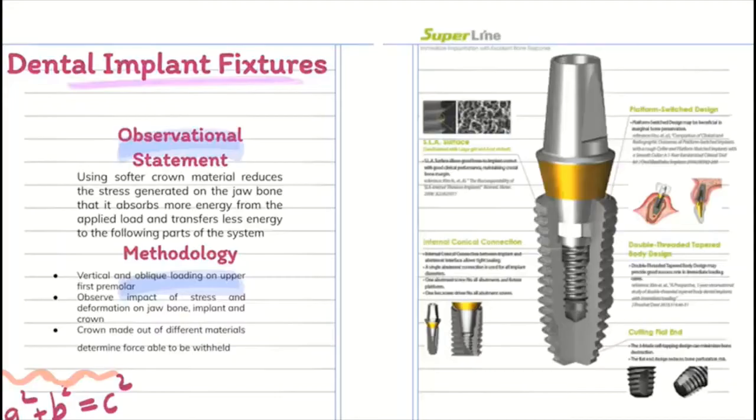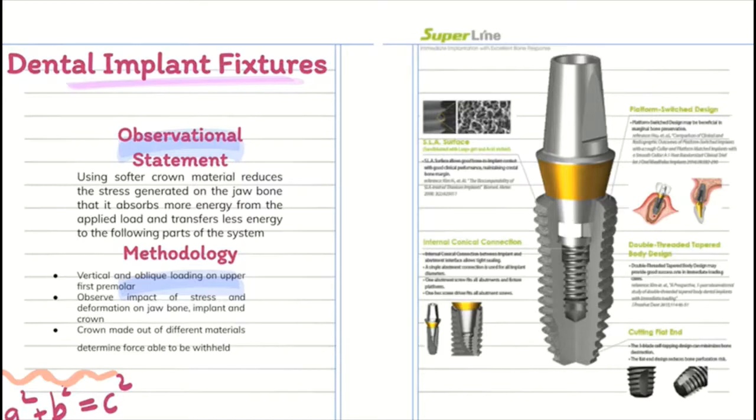Thank you very much. According to research, using softer, or more known as lower rigidity, crown material reduces the stresses generated on the jawbone, the cortical and spongy bone that is, and it absorbs more energy from the applied load and transfers less energy to the following parts of the system: implant, abutment complex and bones.